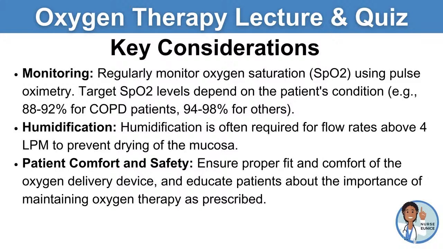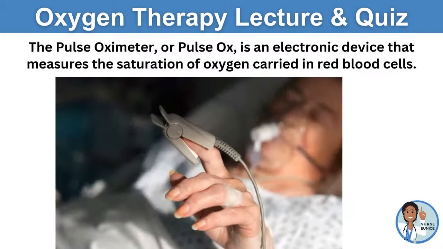Humidification is another key consideration. Humidification is often required for flow rates above 4 liters per minute to prevent drying of the mucosa. And then patient comfort and safety: ensure proper fit and comfort of the oxygen delivery device, and educate patients about the importance of maintaining their oxygen therapy as prescribed. So we do education all day long.